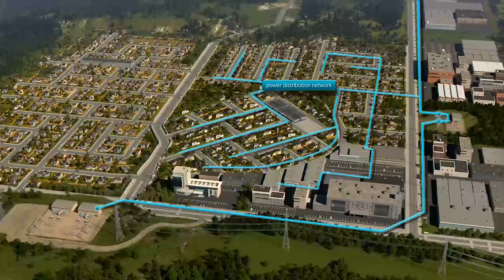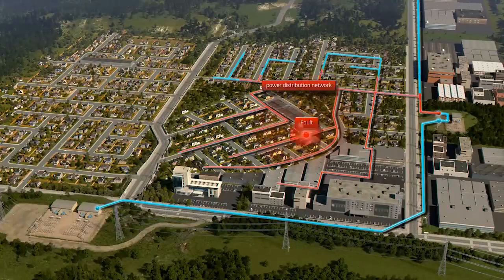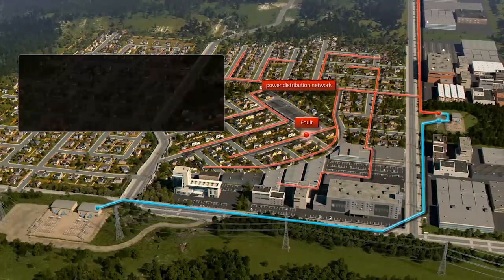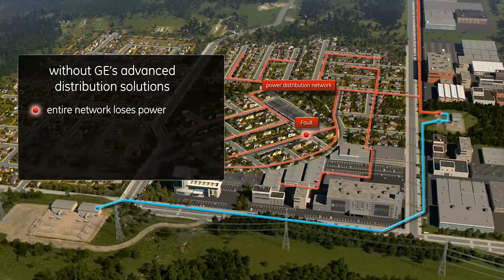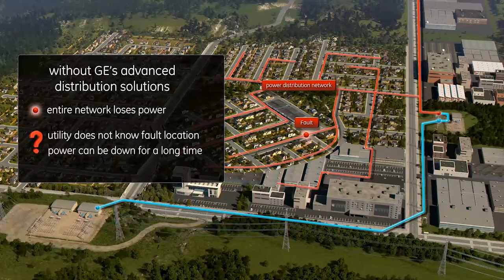In this scenario, the utility does not have GE's advanced distribution solutions. When the fault occurs, the entire circuit immediately goes down and all 500 customers lose power. The utility doesn't know the fault location, so they need to dispatch a repair crew to find it.